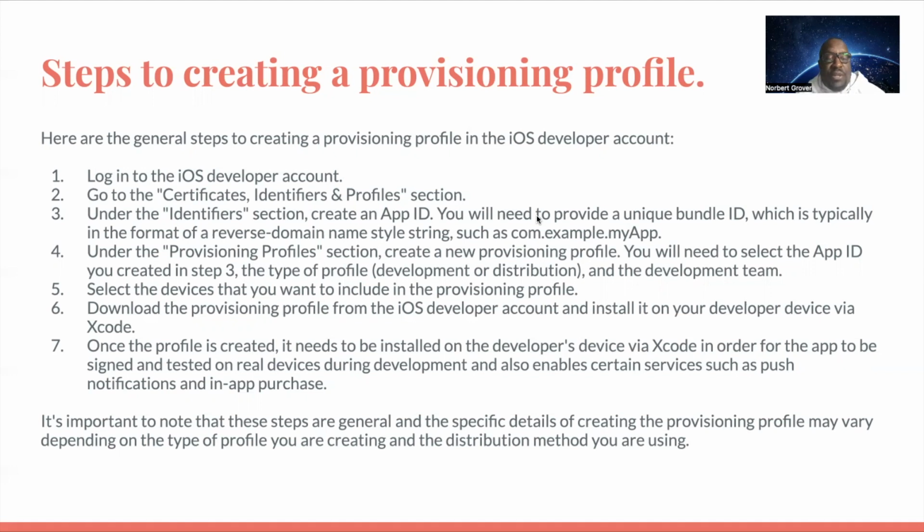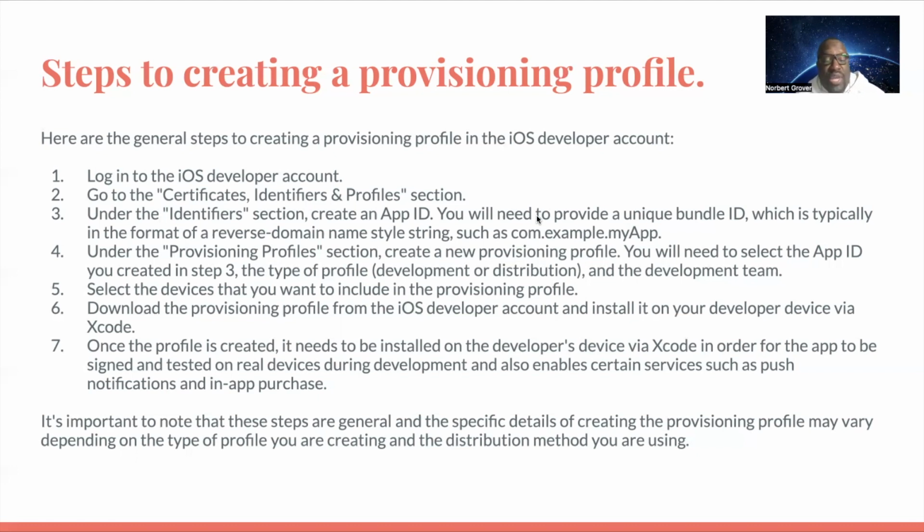Under the provisioning profile section, create a new provisioning profile. You will need to select the app ID you created in step 3, the type of profile, and the development team. Select devices that you want to include in the provisioning profile. Download the provisioning profile from the iOS developer account and install it on your developer device via Xcode.